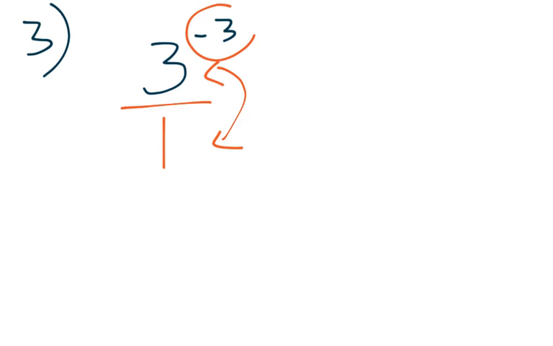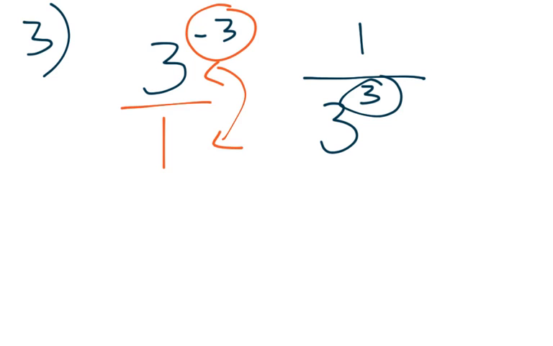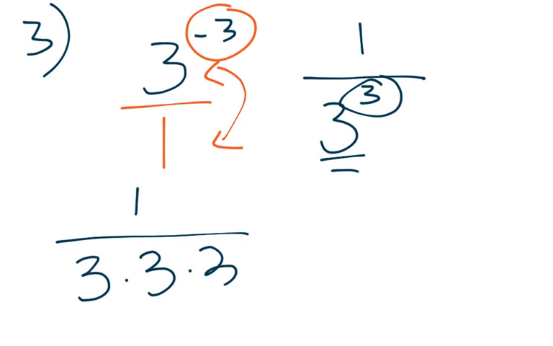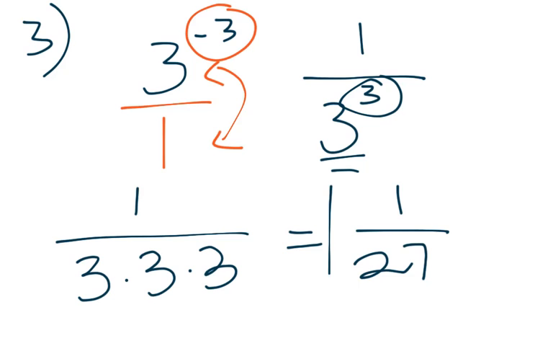Number 3 is 3 to the negative 3rd power. Remember, every time we have a whole number, just 3, it's over 1. So we're going to flip this over to make this positive. So we have 1 over 3 to the 3rd. And this number tells us how many times we're multiplying the big number by itself. So we have 1 over 3 times 3 times 3, and that is 27. So our final answer is 1 over 27.